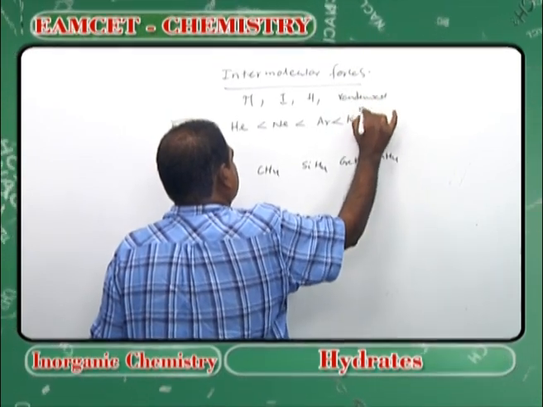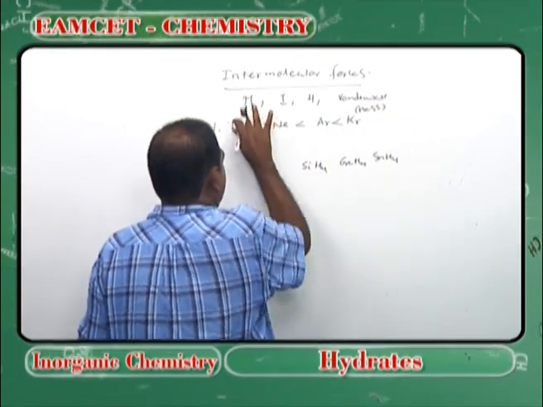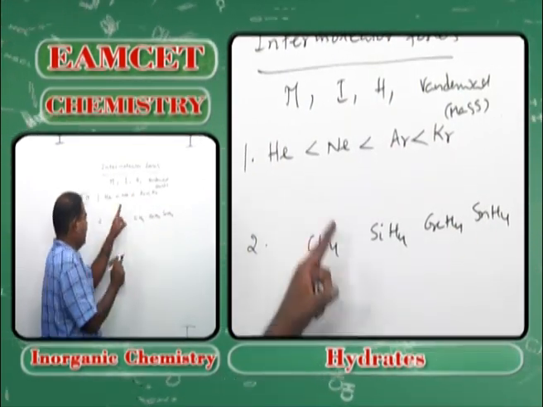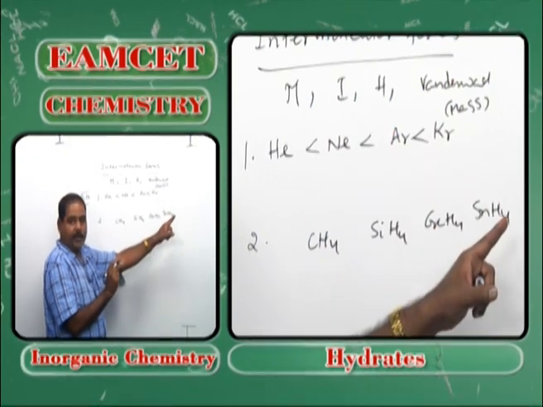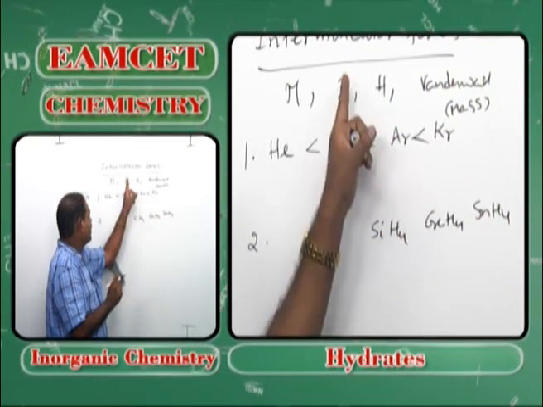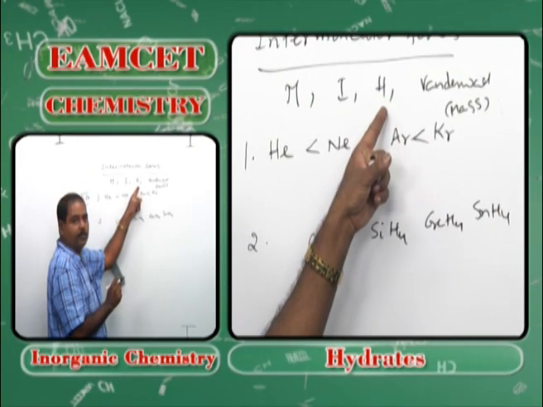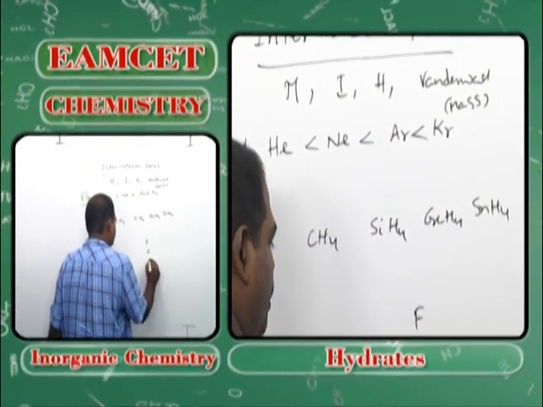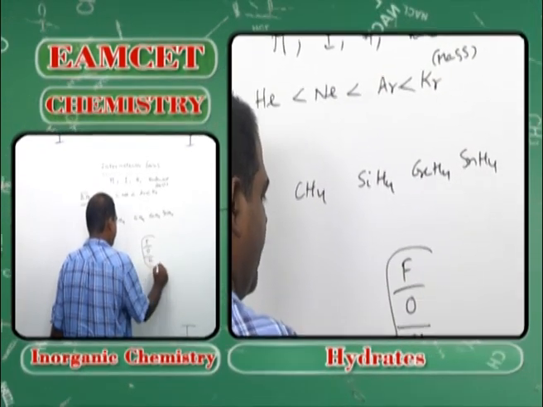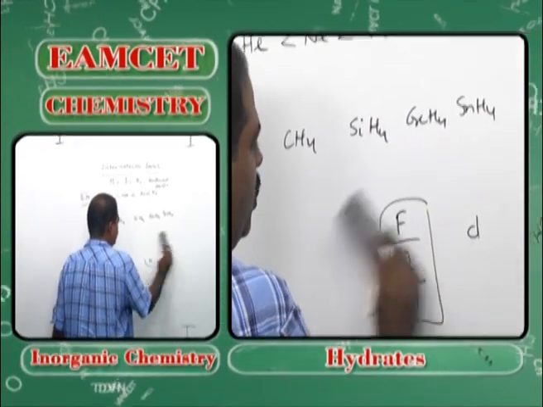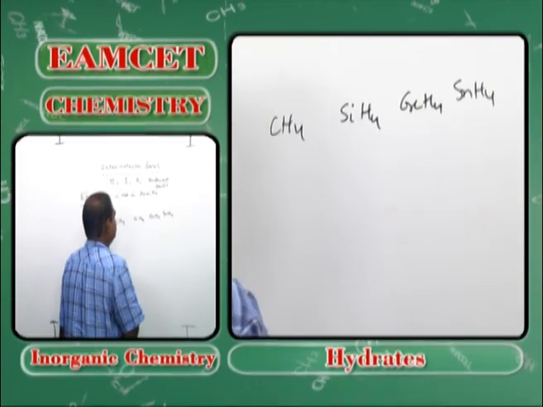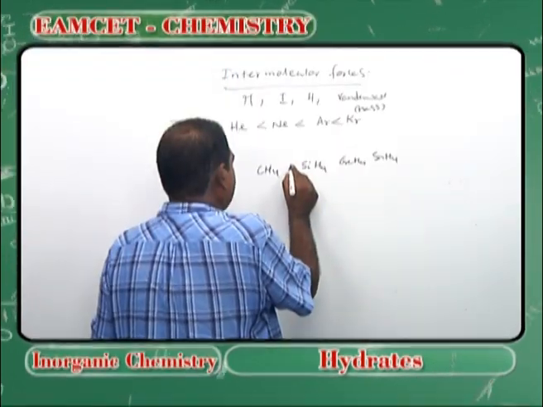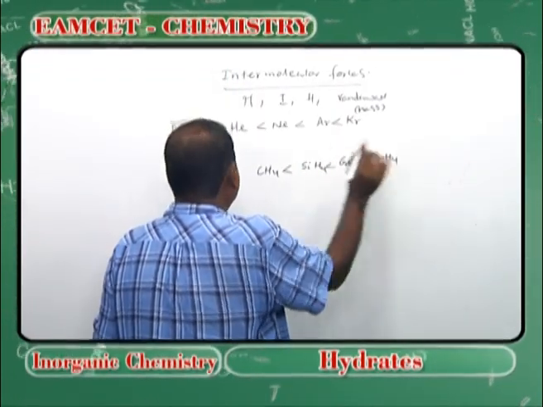Van der Waals means mass. I am talking about methane, silane, germane, stannane. Are they metals? No. Are they ionic substances? No. Are they hydrogen bonded? No, because hydrogen bond will be there only when fluorine, oxygen, nitrogen is there. Don't remind me of substances in which chlorine also participates in hydrogen bond. That is not necessary at this point. So now only mass: methane has less mass, therefore the boiling point of stannane is more.